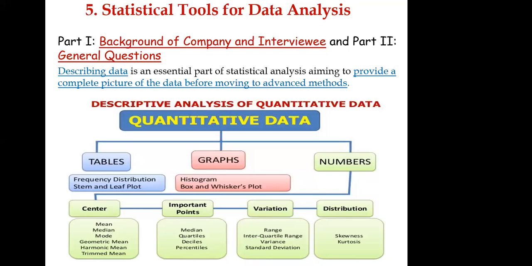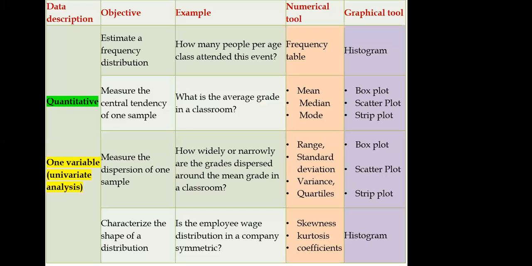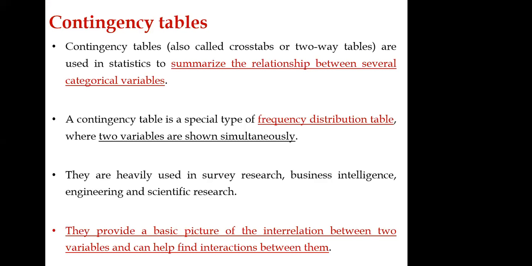Okay, so as I told, we have different techniques: numerical and categorical data. Especially if we have categorical data, we use a contingency table. Categorical data means, as I told, the data comes as words.